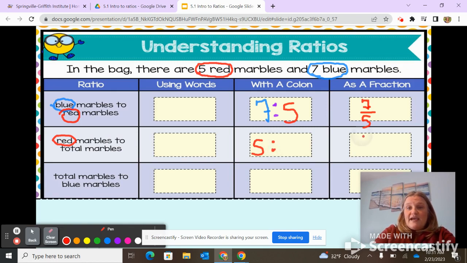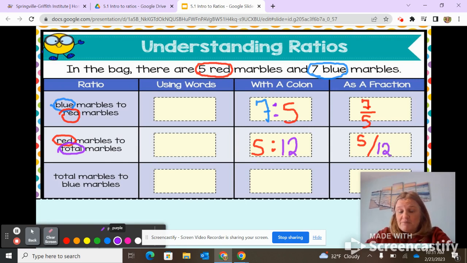And we can also add that as a fraction, okay? To the total number of marbles. Now I'm going to do that one in purple. So total 7 plus 5 would give me 12. So I'd have 5 to 12 or 5 over 12 as a fraction. Now this would be an example of a part to whole. Total tells me I'm using a whole. Okay, let's try our next one.